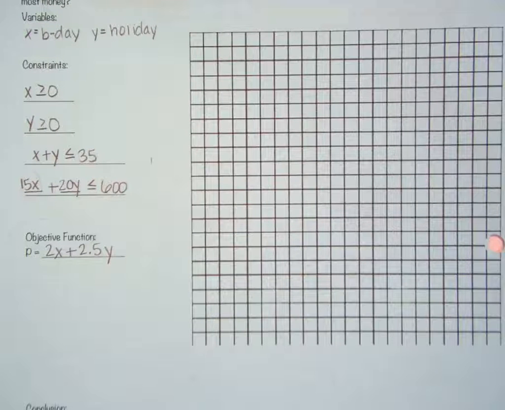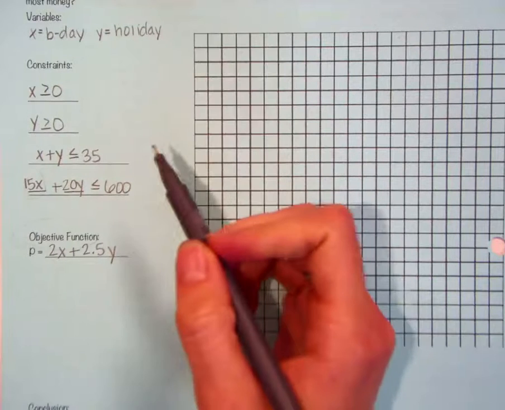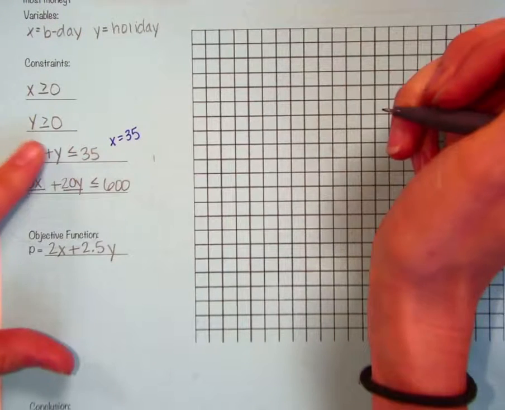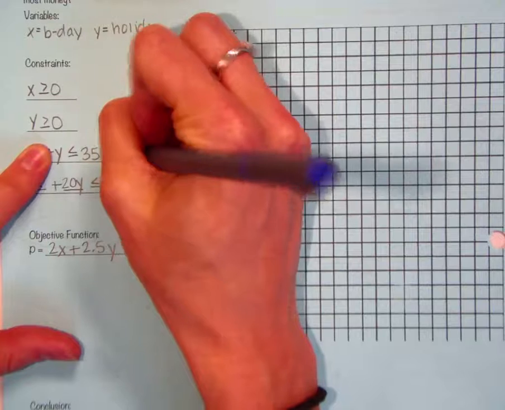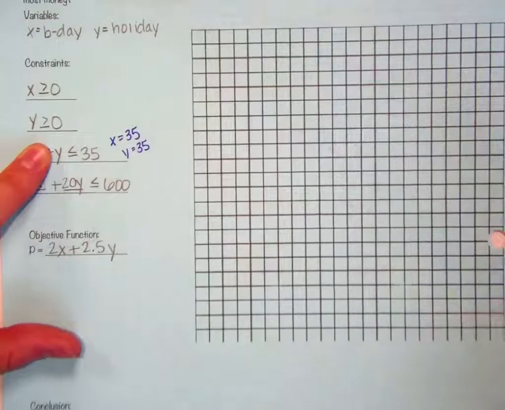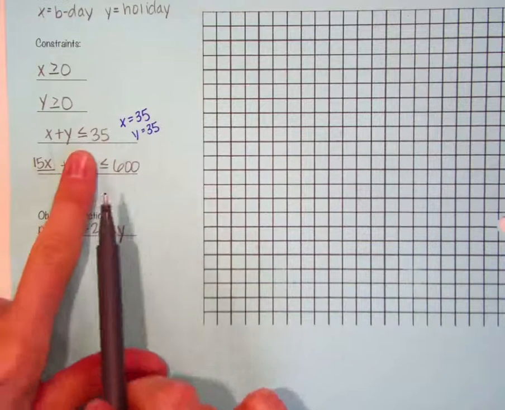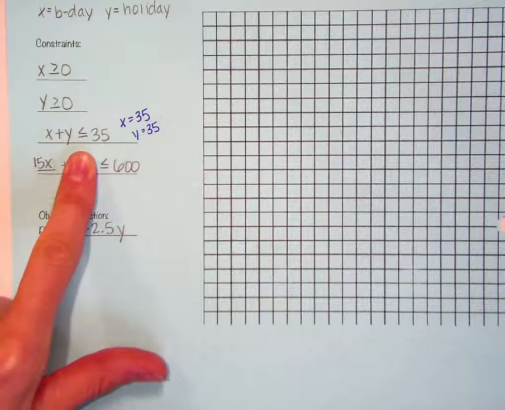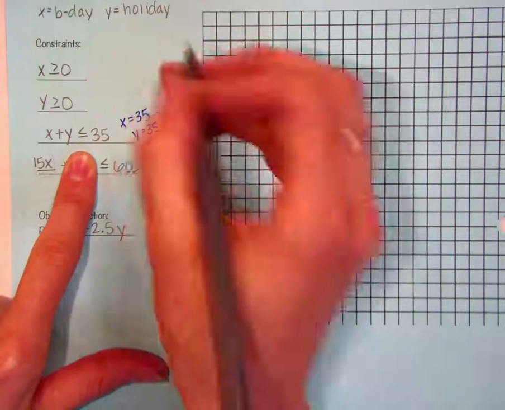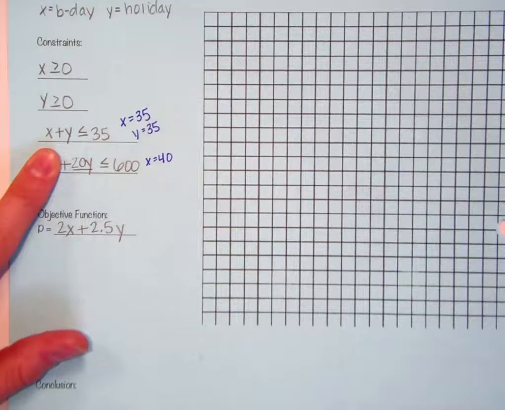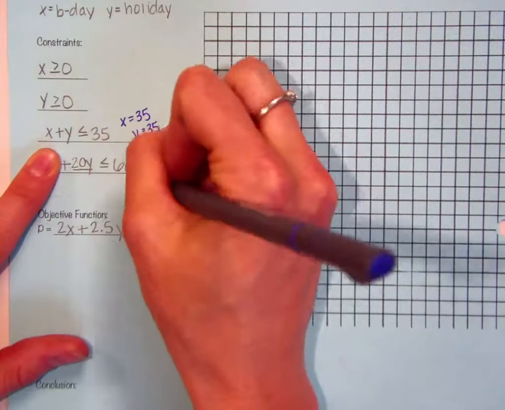All right, so I'm going to go through the graphing process for this one a little bit faster this time. Let's find our intercepts. For these two, my x-intercept is going to be 35. Cover up the x to find my y-intercept. That would be 35. For my next two, the x-intercept, 600 divided by 15, is going to be 40. And then 600 divided by 20 is going to be 30.